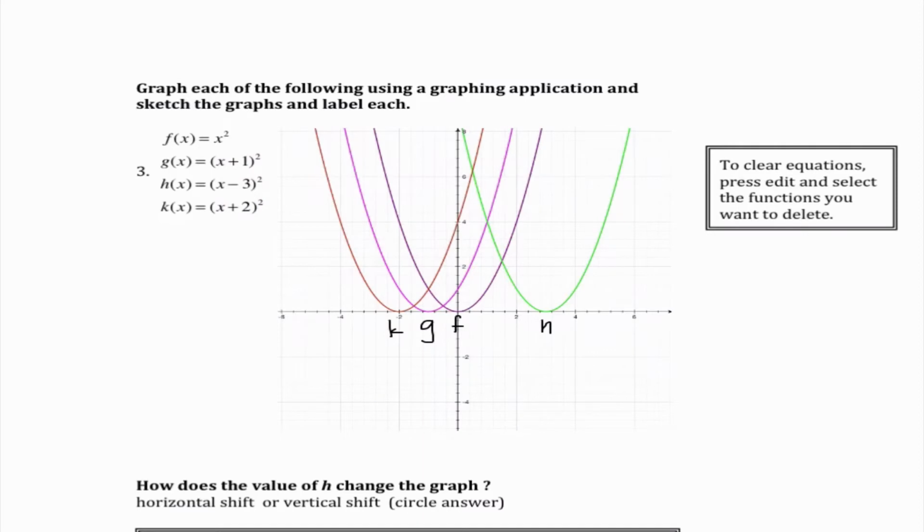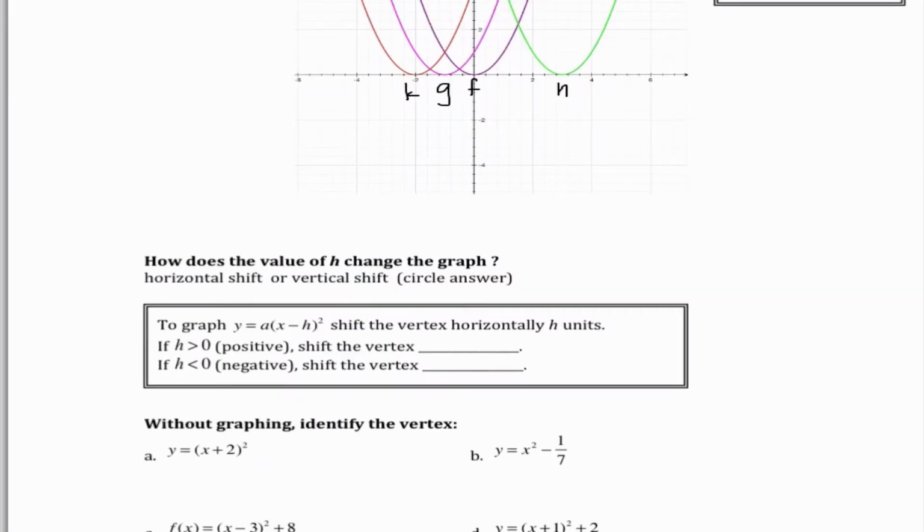So when I graph these four functions, something kind of strange happens. Okay, here is our original function. We often call this the parent function. But I noticed for g, when I had plus 1 inside, it looked like it moves to the left 1. When I had minus 3, it looks like it moves to the right 3. And when I had plus 2, it looks like it moves to the left 2. So I'm thinking that this value of h changes our graph as a horizontal shift.